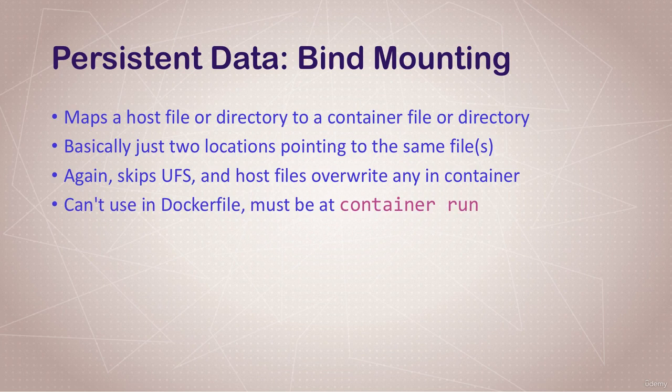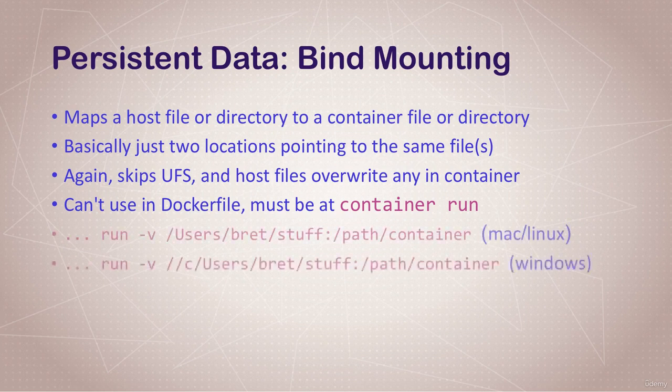And because bind mounts are usually host specific, they need specific data to be on the hard drive of the host in order to work. You can't specify them in a Dockerfile. You have to use them at runtime when you use the docker container run command. And you can see the format here. It's really the -v that we used before, only on the left side of the colon, we're actually putting in a full path rather than just a name.